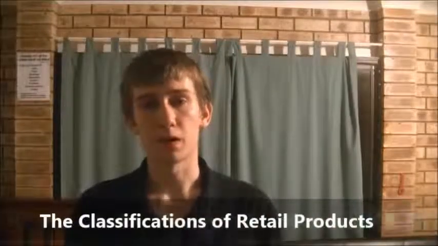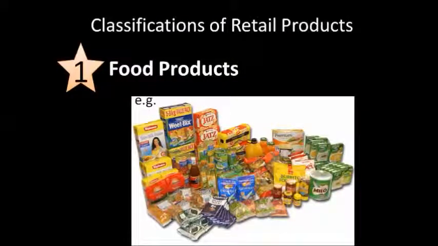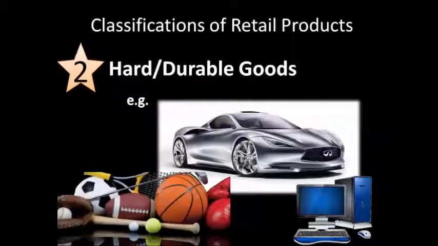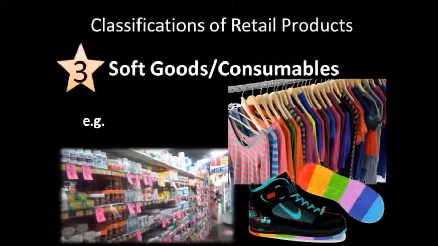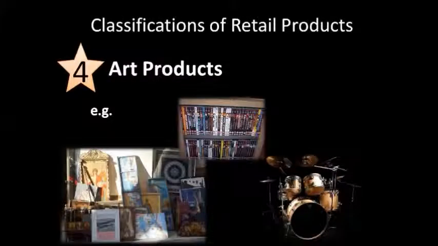There are also the classifications of retail products. Now, there are 4 types of classifications of retail products. There are food products, hard and durable goods, which include cars, electronics, sports equipment. There are soft goods or consumables, which include fabrics, medical supplies, footwear, etc. And there are art goods. These include things like music, artwork, DVDs, books, etc.